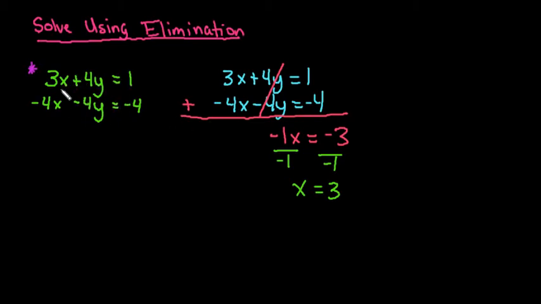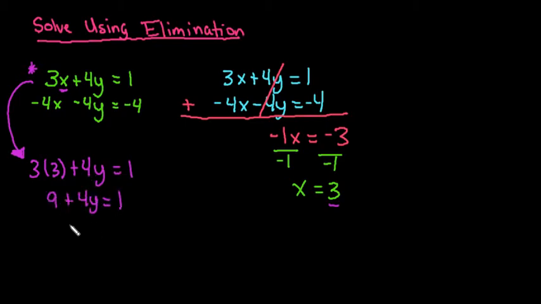So we're simply going to replace the x with what we found it to be. So I would do 3 times 3 plus 4y equals 1. I'm just taking this equation and replacing x in it. Like I said, you can use the other equation and you'll get the exact same answer. 9 plus 4y equals 1. And then I would subtract the 9 from both sides, and I end up with 4y equals negative 8.